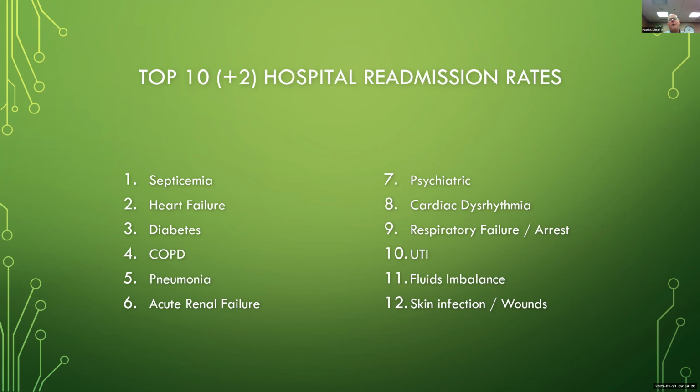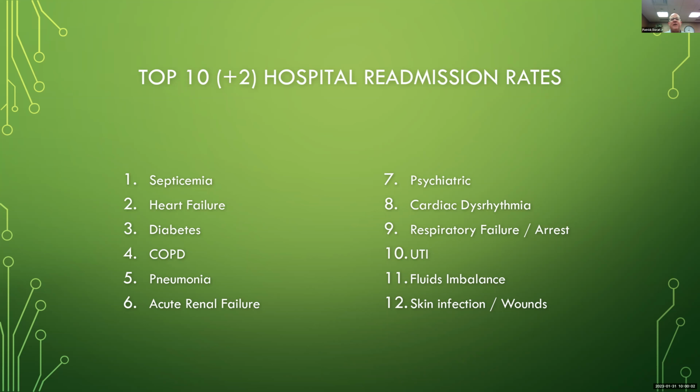Respiratory failure, respiratory arrest, we'll go through those, or cardiac arrest, I would say, and then the complications post-discharge from that. UTI was number 10, and then coming in with the +2, I'm going to put in fluid imbalances, and that simply is electrolyte imbalances. And then skin infection and wounds. Those are really high readmission rates. And really 11 and 12 were super important, even though they didn't make the top 10.